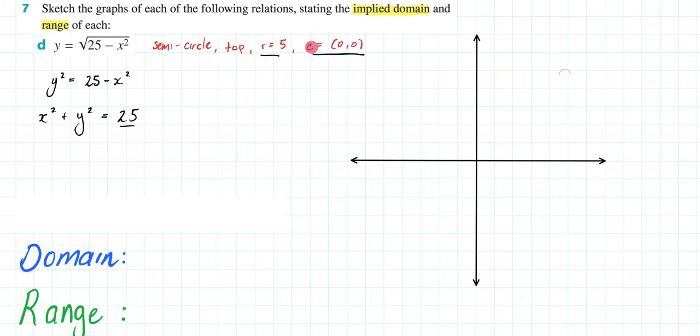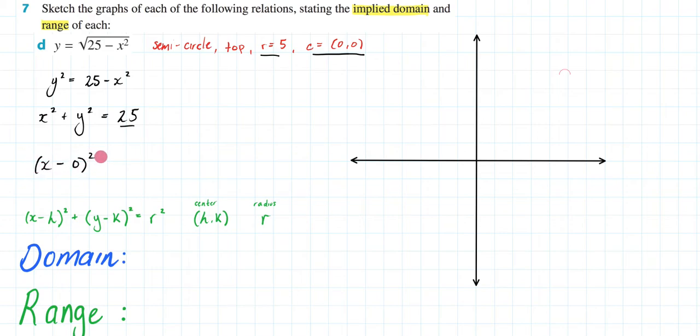Once again, if you're having issues as to why it's centered at 0, 0, it's because we're comparing it to our standard form, which is here, x minus h squared plus y minus k squared equals r squared, where my h and k is my center and my r squared is my radius. So another way that I could write this would be x minus 0 squared plus y minus 0 squared equals 5 squared. So now it's very clear that my center will be 0, 0, and my radius is 5. So with all this information now, I can sketch it.